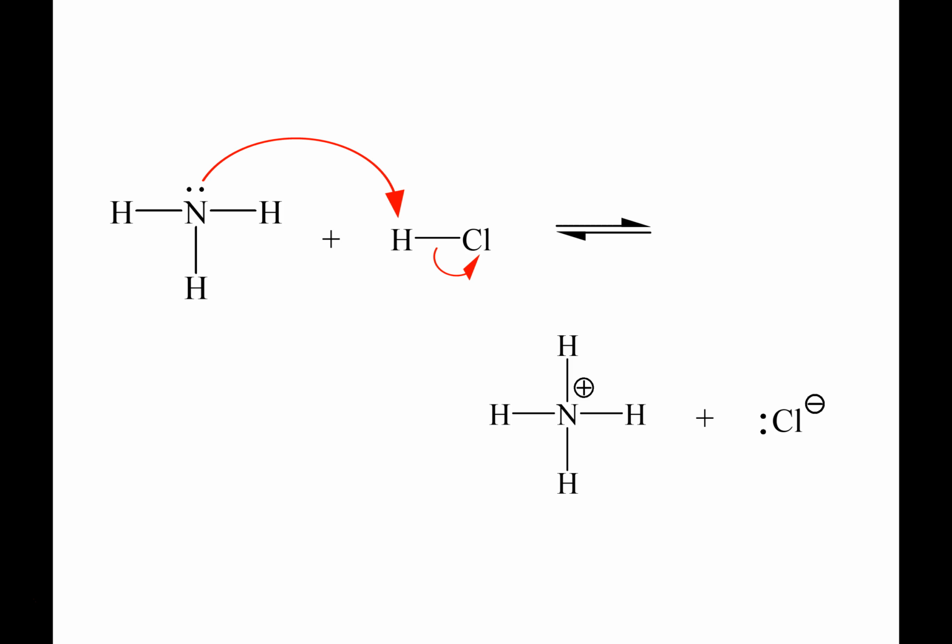I know these all look the same, and they are the same, but this was the new bond formed with the hydrogen that came from the HCl. And this is an example of a coordinate covalent bond where both electrons came from the nitrogen.